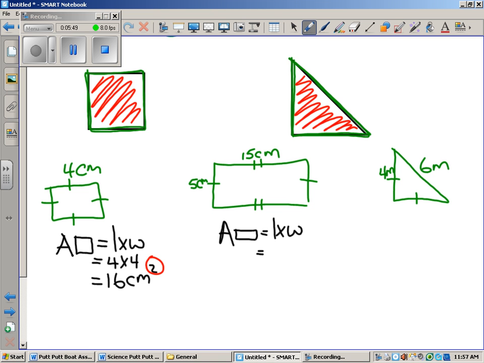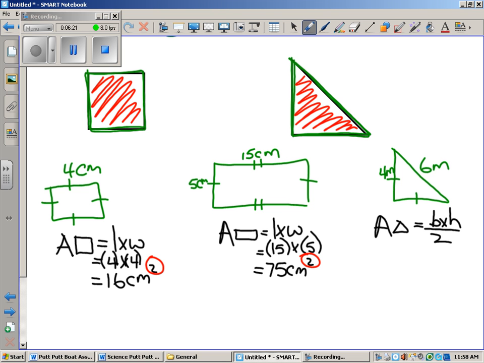That is showing you that you've done an area answer. For this one, we substitute the numbers in. Oh, by the way, I should have gone back here and put brackets around to show I've substituted. The length is 15 times the width of 5. And 15 times 5 is 75 centimeters squared. Again, when you're doing area, do not forget to put in the squared sign. Area of a triangle, which you haven't done since last year, is base times height divided by 2.